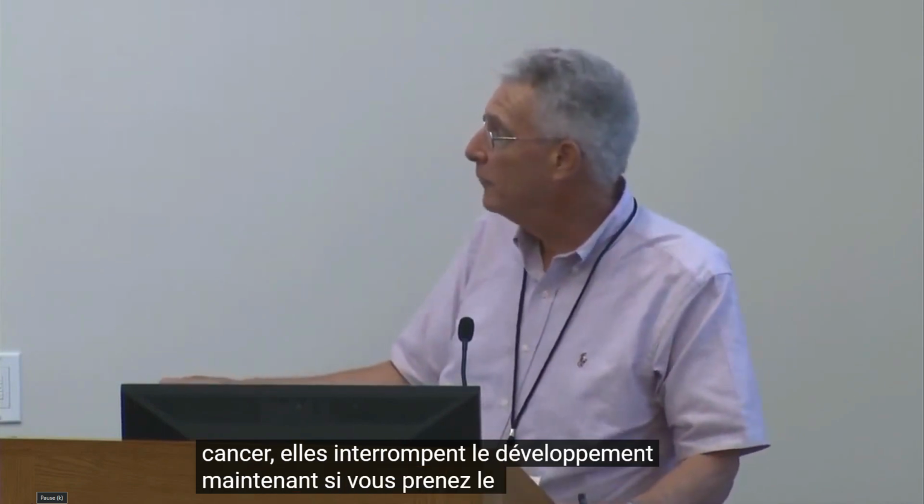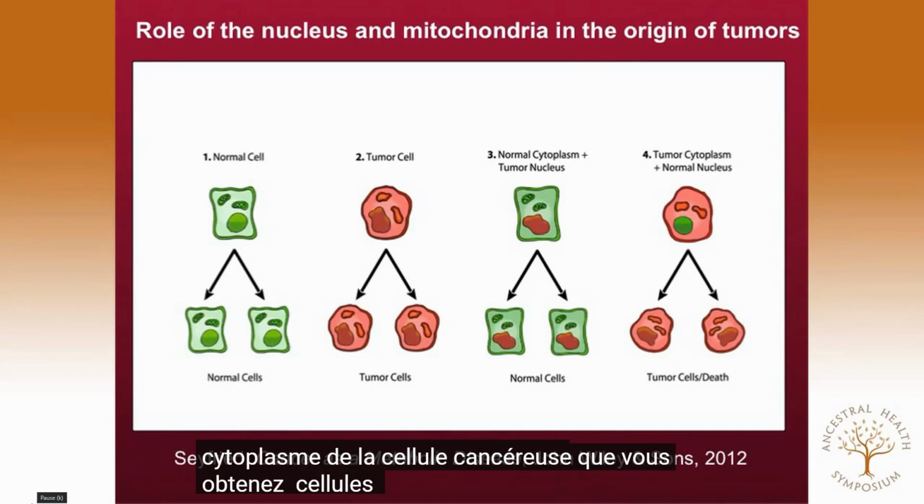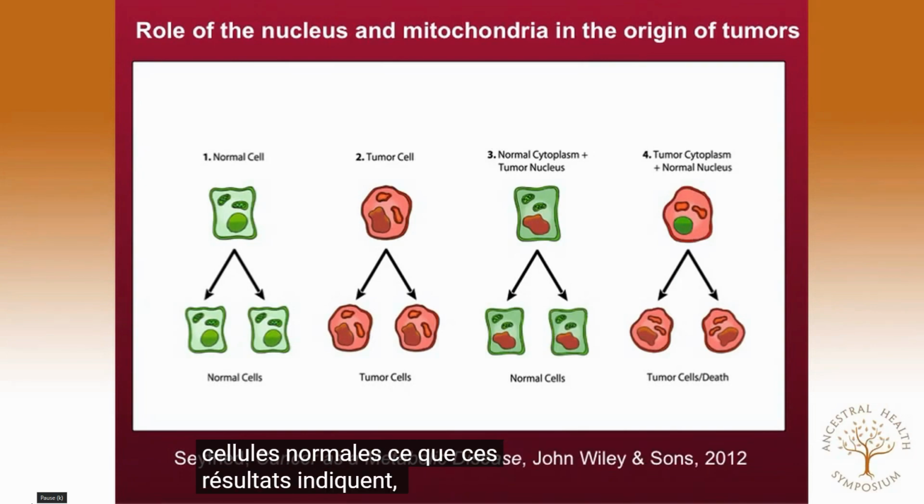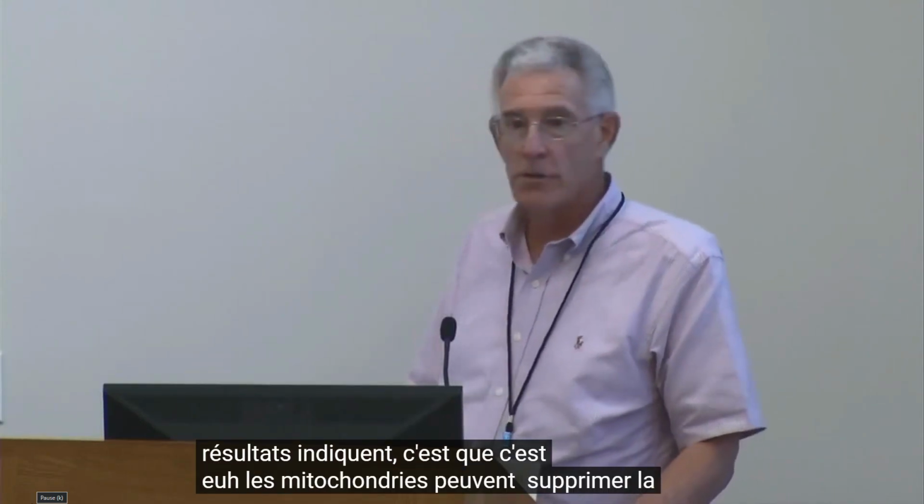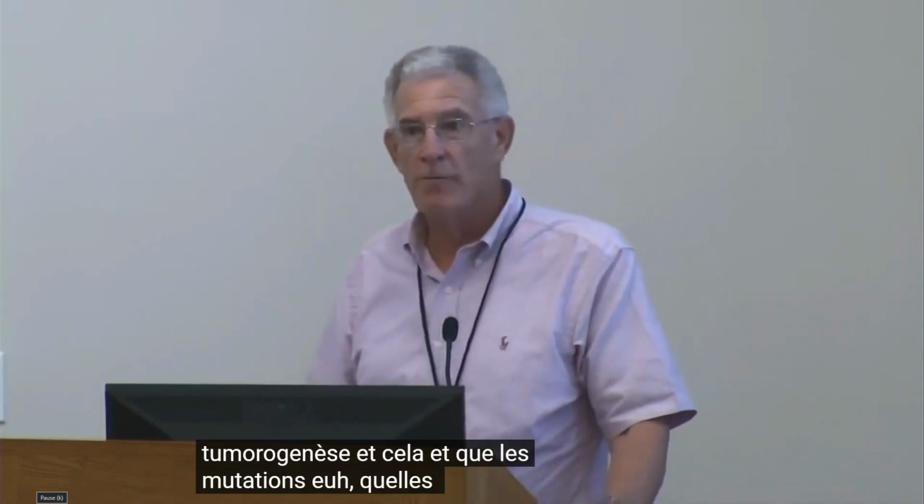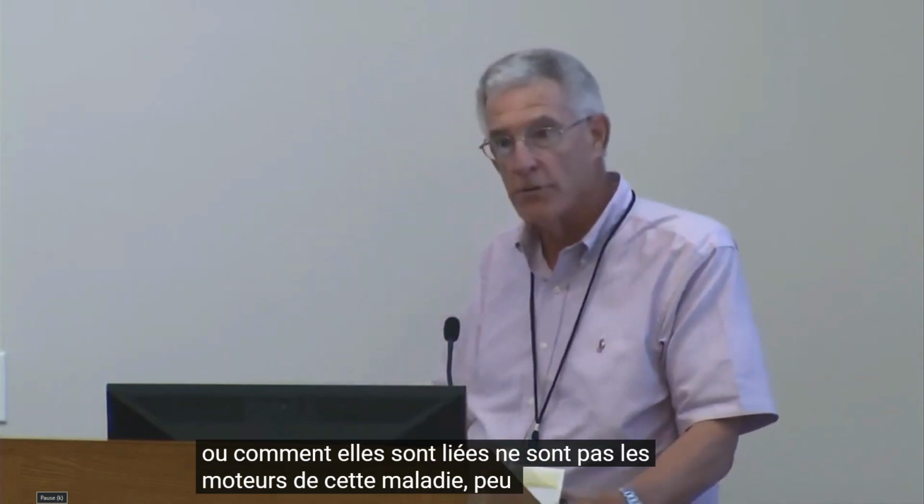Now, if you take the nucleus from the normal cell and put it into the cytoplasm of a cancer cell, you either get dead cells or tumor cells. You don't get normal cells. What these findings indicate is that the mitochondria can suppress tumorigenesis, and that mutations, whatever they happen to be or how they're related, are not the drivers of this disease, regardless of what you might read.